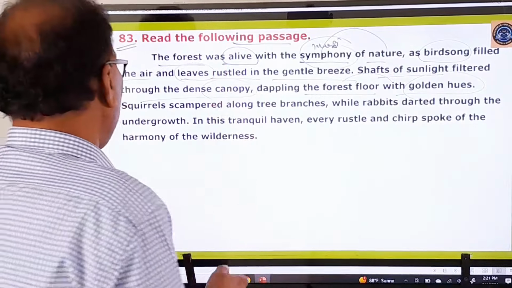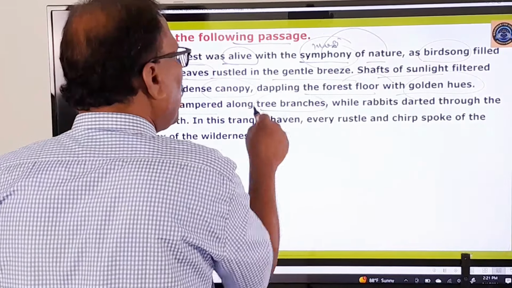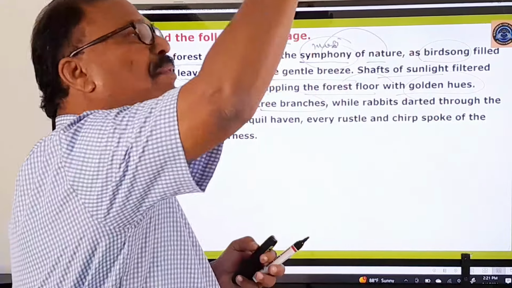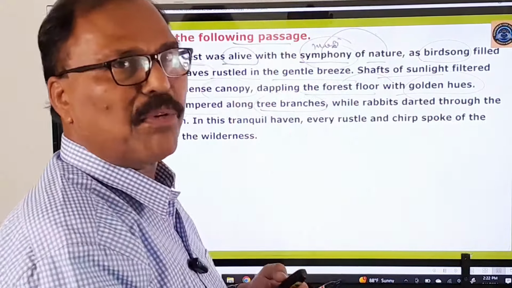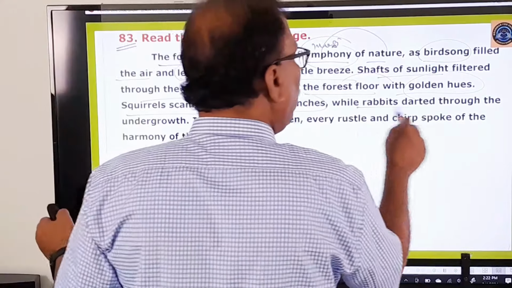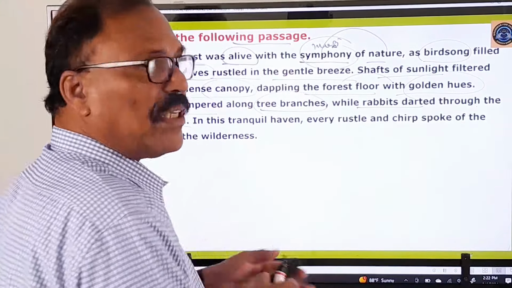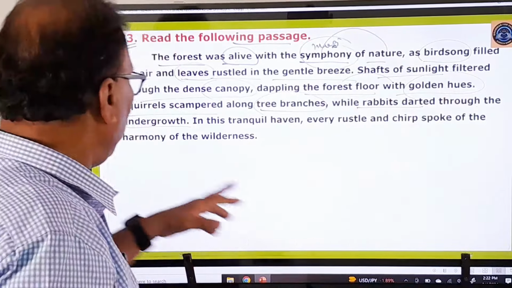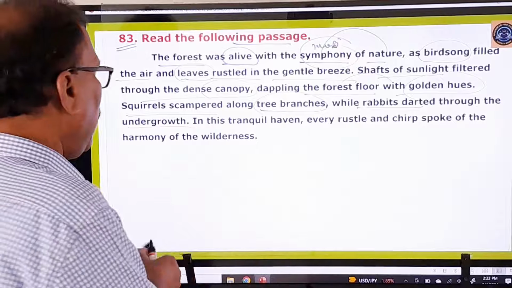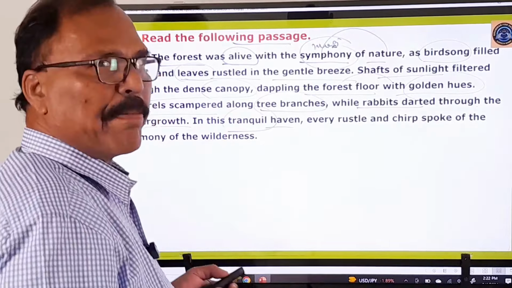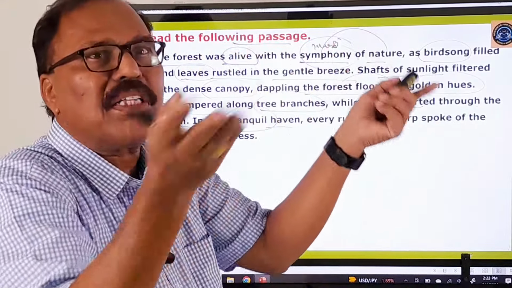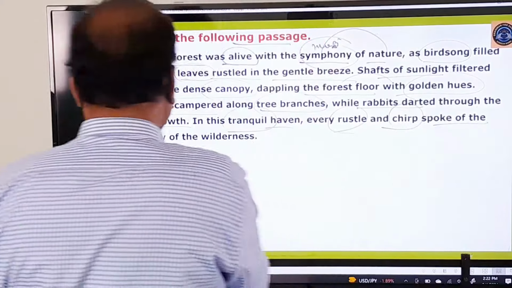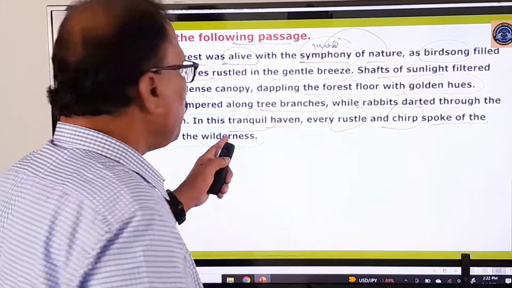Something like this, all description. Squirrels scampered along tree branches, and the squirrels are jumping from one branch to another branch, climbing up and going down and doing all kinds of things. You know very well about the squirrels. And here rabbits darted through the undergrowth. What are the rabbits doing? They are jumping from one bush to another bush. So here undergrowth means bushes, right? And here in this tranquil haven, in this peaceful spot, or in this peaceful forest or place, every rustle, every chirp spoke of the harmony of the wilderness. Wilderness means again forest.